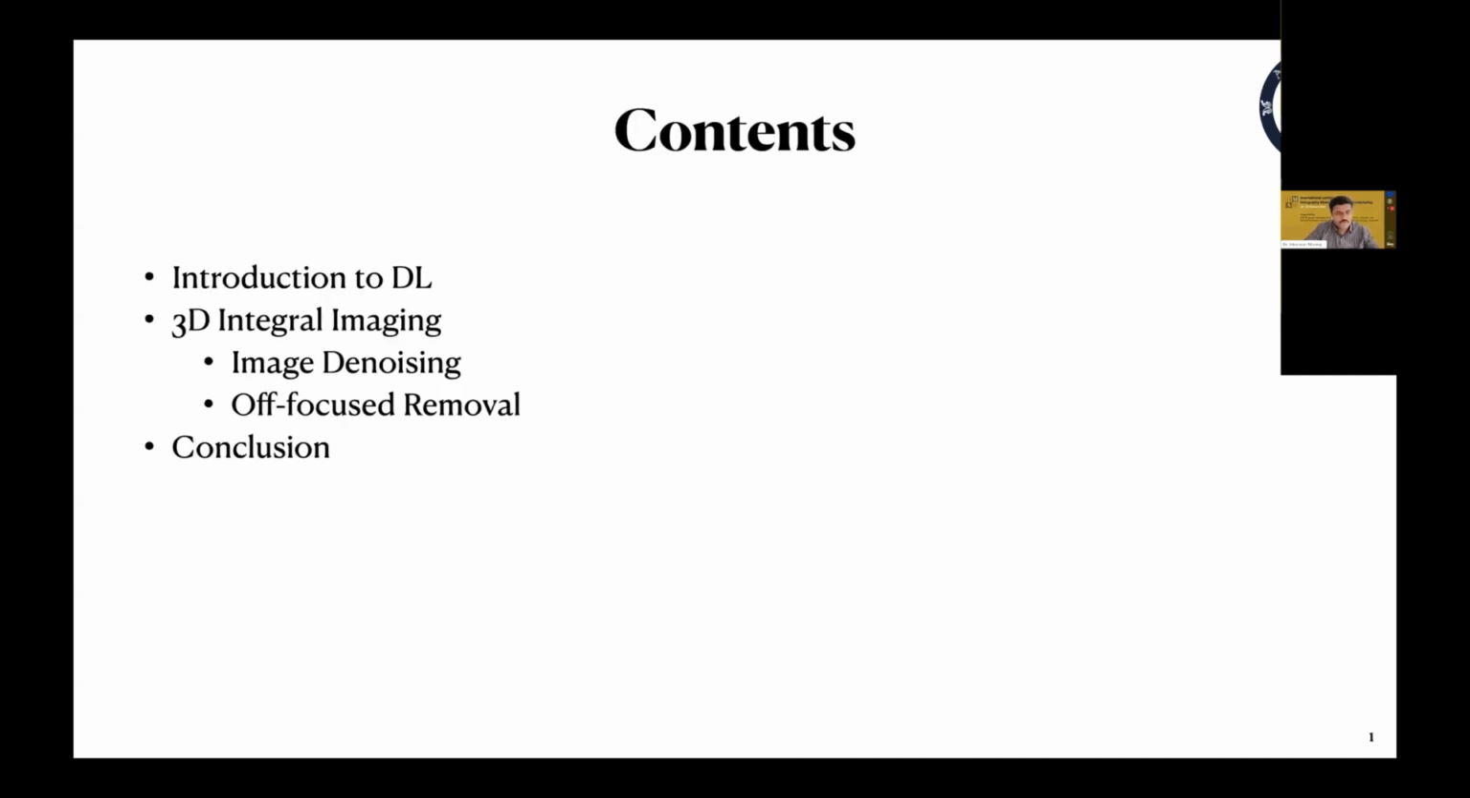So before I talk about some of the imaging systems as well as the techniques that we have used through deep learning, I wanted to briefly introduce what a deep learning technique is and how we implement it in the context of optical imaging. And then I'll show you some of the techniques that I have used to get some of the results, namely image denoising, which is one of the primary research interests among optical scientists. And the second topic that I would like to talk a little bit about is off-focus removal, which is specifically for 3D integral imaging, but still, you can relate these applications of off-focus removal to almost all optical systems.